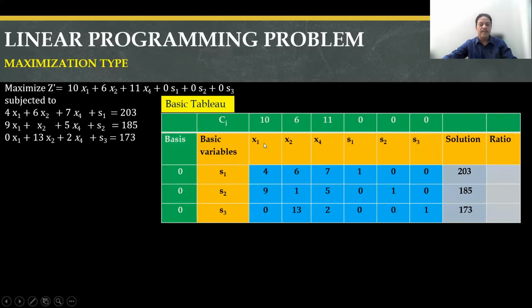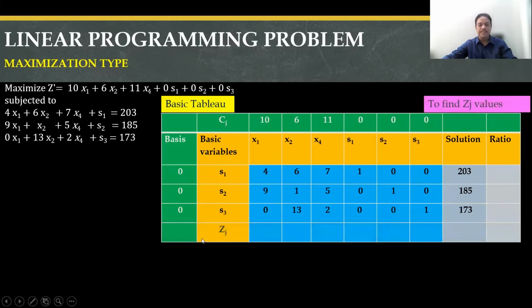So the table looks like this. S1, S2 and S3 are the basic variables whose coefficients are 0. Then x1, x2 and x4 have coefficients 10, 6 and 11 respectively in the objective function. And S1, S2, S3 have coefficient 0 in the objective function. And we will write the coefficient matrix, the identity matrix, and what will be the next step? To find the Zj value and then the Cj minus Zj value.